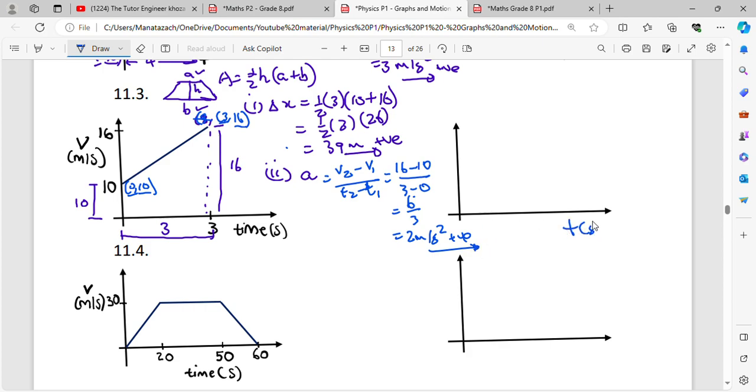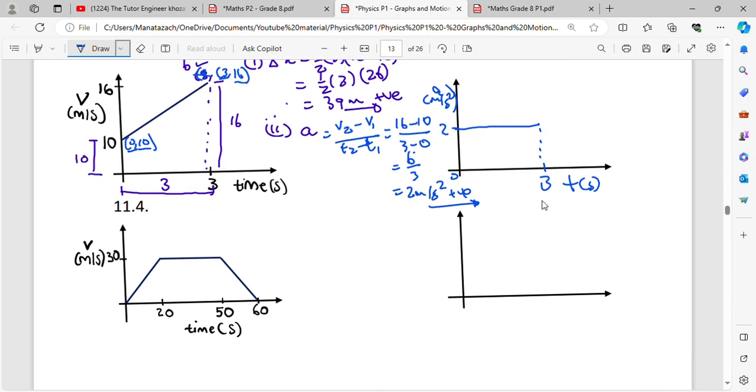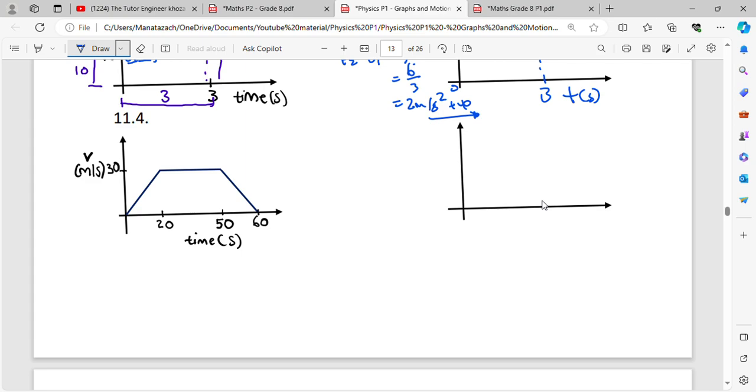So let's plot that on the acceleration time graph. So you'll have a 2 there, which is going to be a constant line until time is 3 seconds. So that's it for 11.3. Let's go to the next question, 11.4.